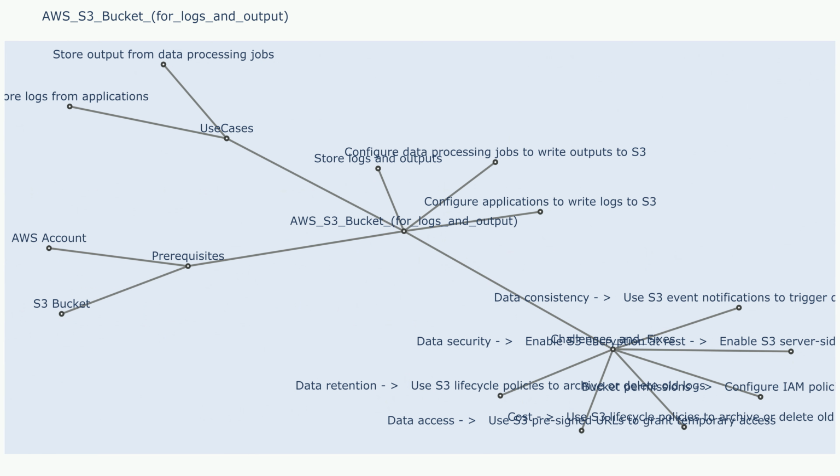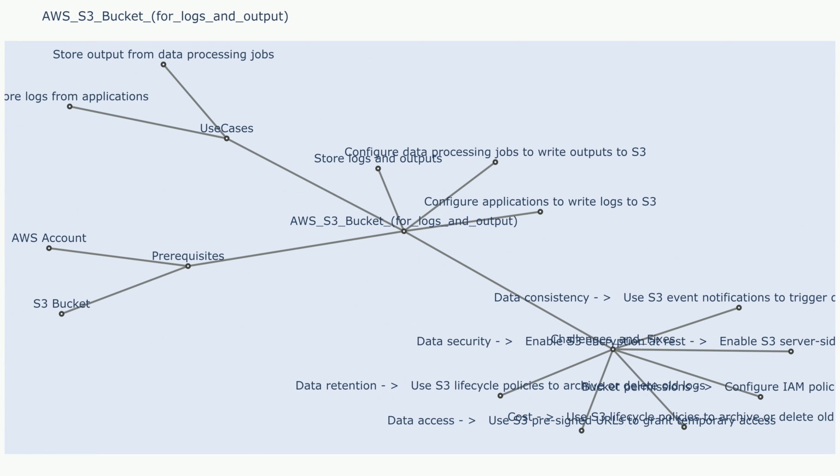Data access: controlling access to logs and outputs. Fixes: use S3 pre-signed URLs to grant temporary access to specific data for a limited time. This allows external parties to access data without granting full access to the S3 bucket. Configure policies to restrict access based on user roles and permissions.